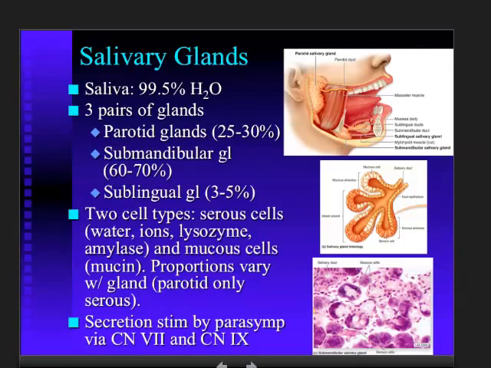All of these gland systems have ducts. The parotid glands actually have ducts that drain into the vestibule, adjacent to your upper teeth, up here. The sublingual glands are draining right alongside your frenulum of your tongue. And you can look in the mirror and you can actually see the openings of those ducts.